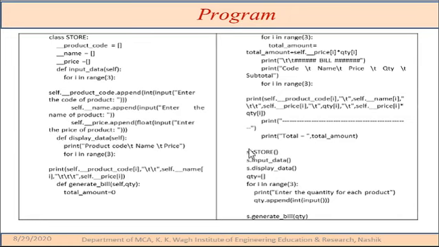Then I have created an object for the store class, then I called the input data, then the display data. And as I said initially, we are using an array here. So if we want to order multiple quantities or multiple data, I have taken a for loop. With the help of the for loop I am taking the multiple data from the users, and then with the help of the append function I am adding that data into the array, and then generating the bill.